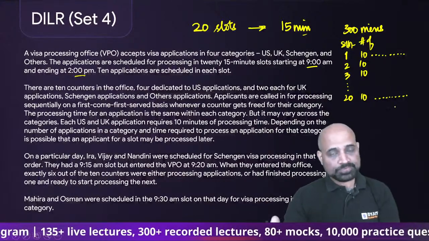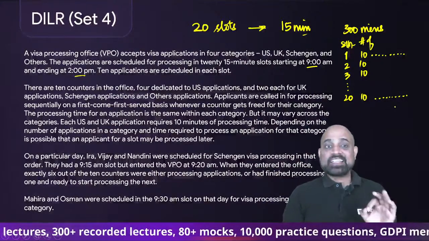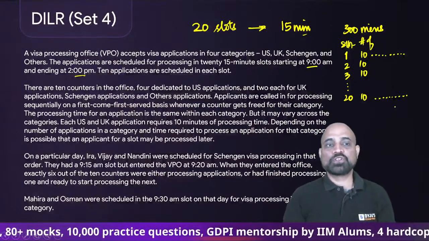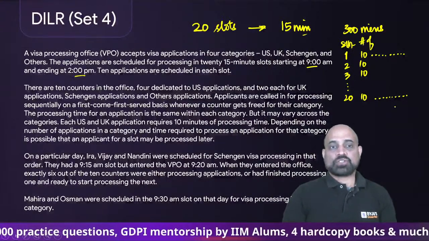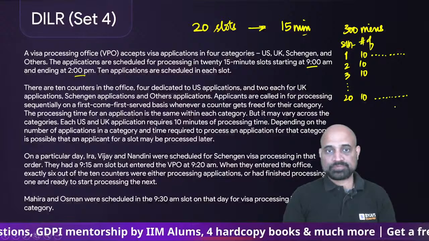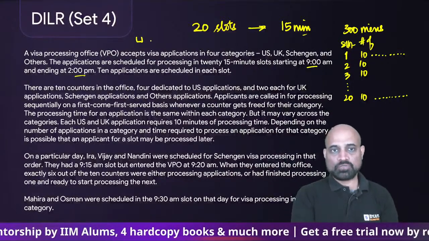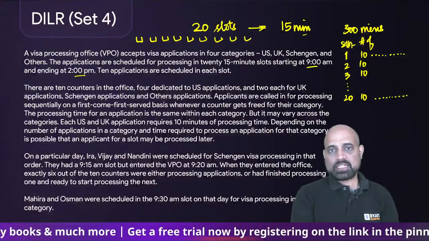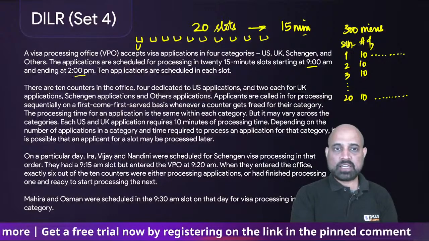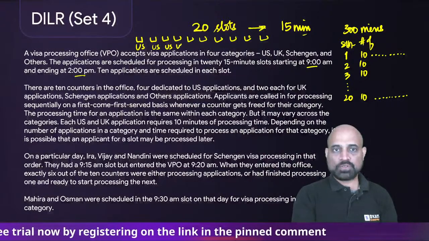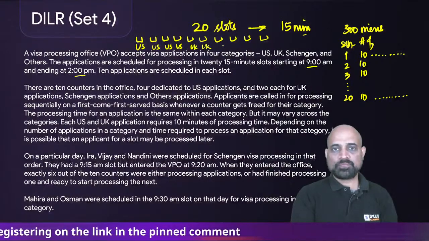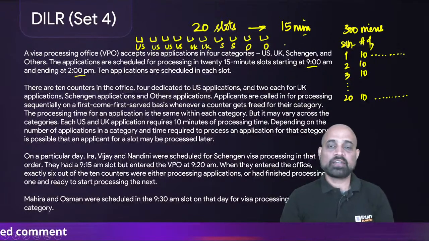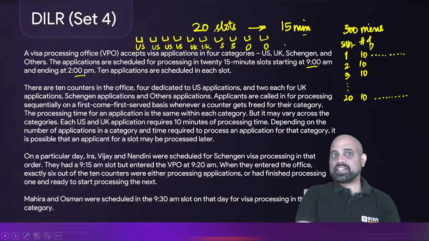Okay, throughout. Now, there are 10 counters in the office, 4 dedicated to US applications and 2 each for UK applications, Schengen applications and other applications. So, total 10 counters here. So, visualize that there are these 3, 4, 5, 6, 7, 8, 9 and 10 counters. इसमें से 4 counters are for US, 2 are for UK, Schengen visa के लिए 2 and others के लिए 2. Okay. Now these are the counters, not necessarily that every counter is going to work.